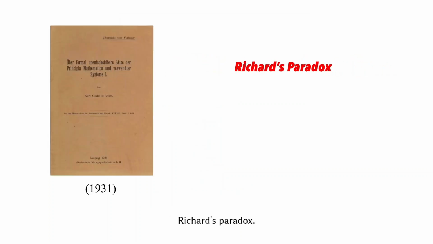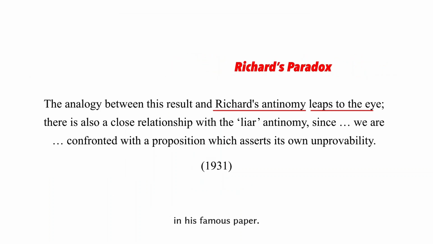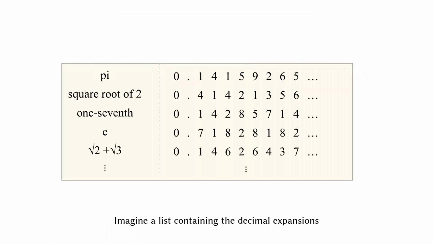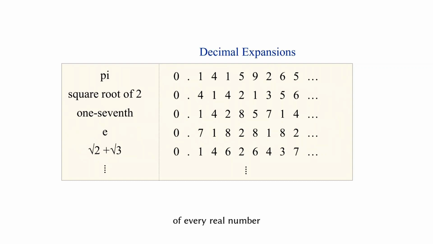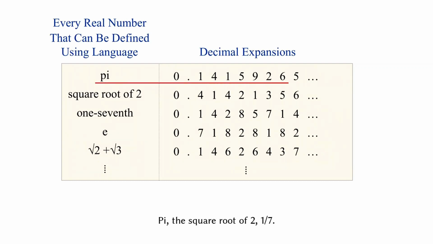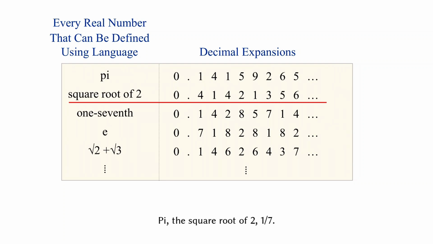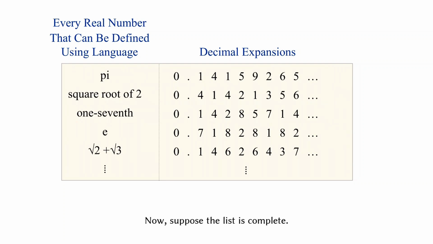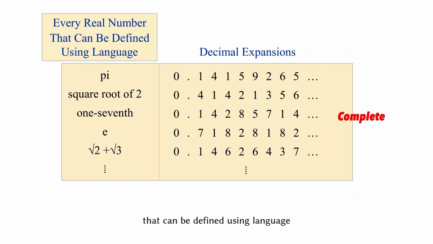Richard's paradox. Gödel even mentioned it in his famous paper. Imagine a list containing the decimal expansions of every real number that can be defined using language. Pi, the square root of 2, 1/7. Now suppose the list is complete. Every real number that can be defined using language is already on it.